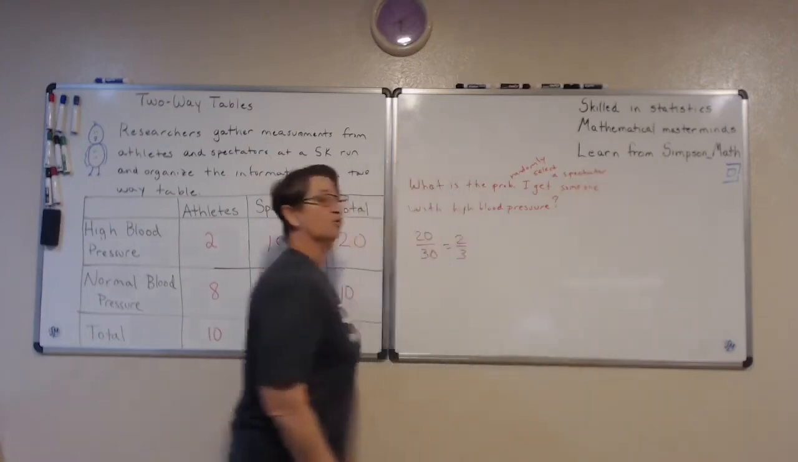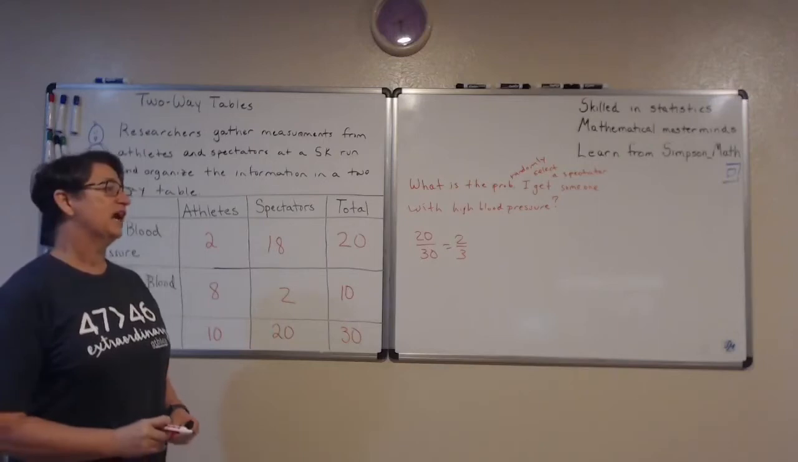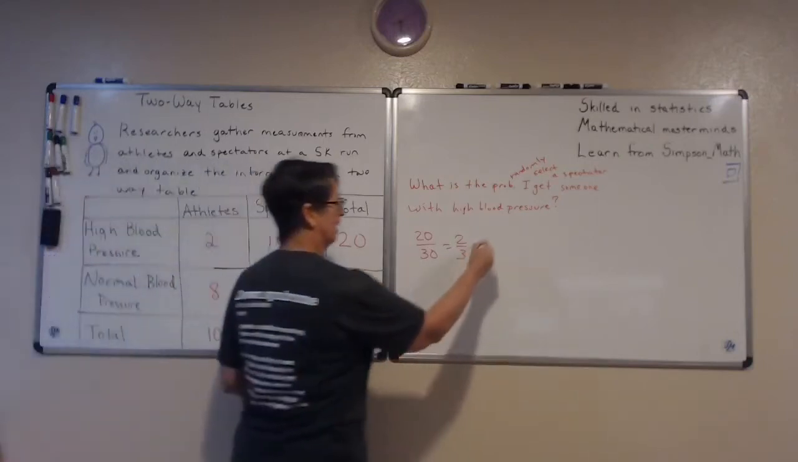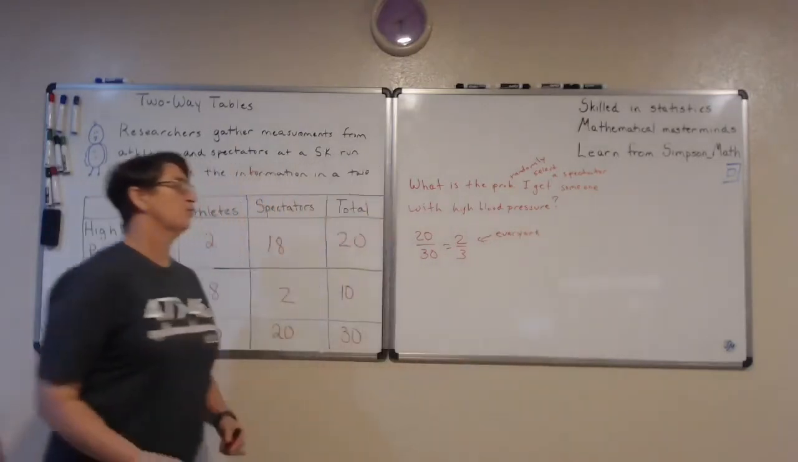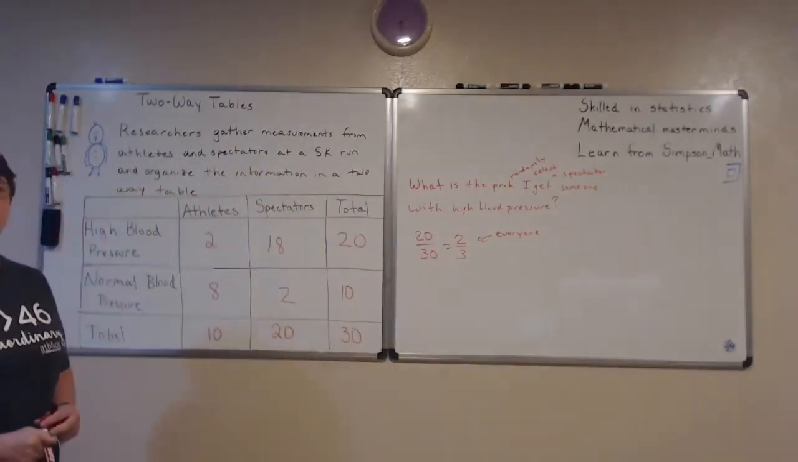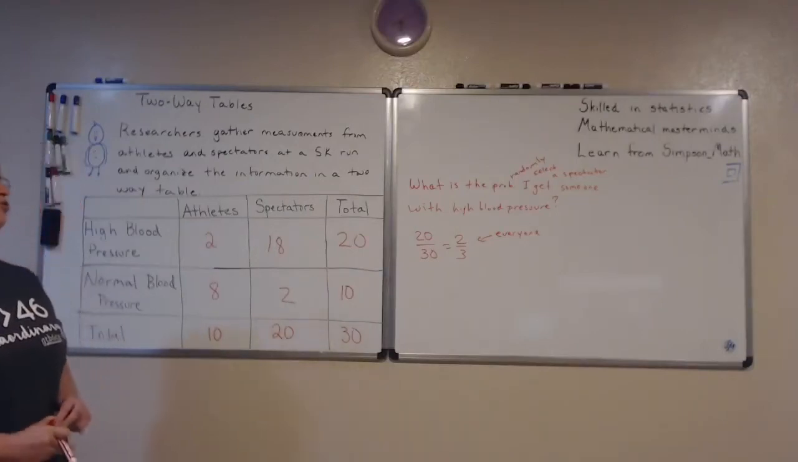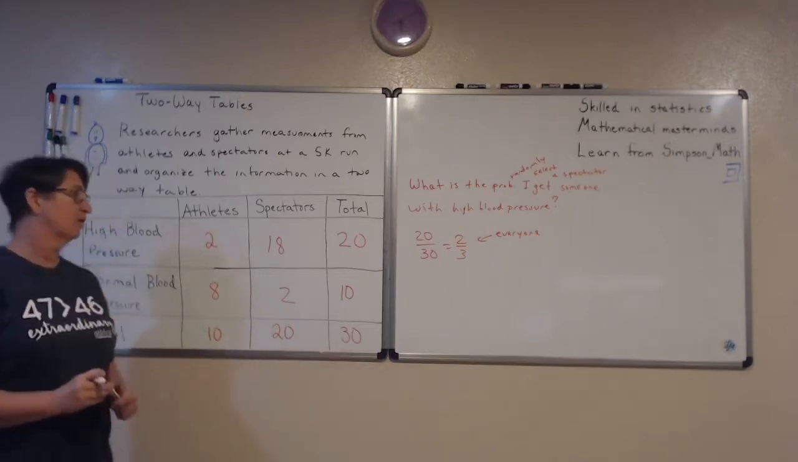So now I'm only looking at those spectators. What's the probability I get someone with high blood pressure? So this is when I'm looking at everyone. But what about if I'm just looking at my spectators? I'm only randomly grabbing from those spectators. What's the probability that I get someone with high blood pressure?